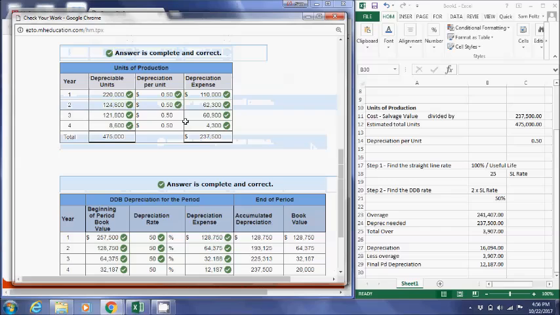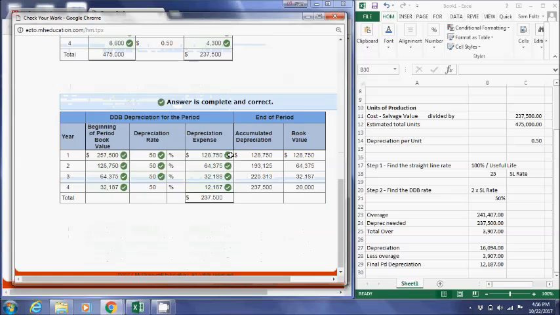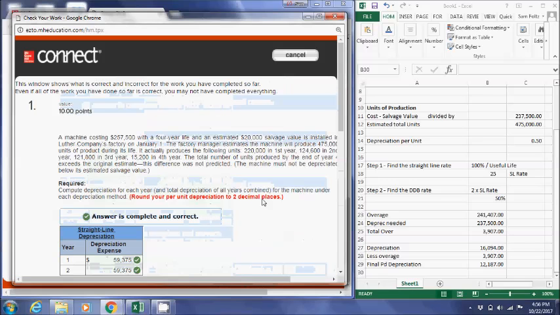Unlike this one, where we needed to take the 4,300 divided by the 0.5 to find this 8,600 to make this work out. Double declining balance isn't doing that. That will complete Group Chapter 8.